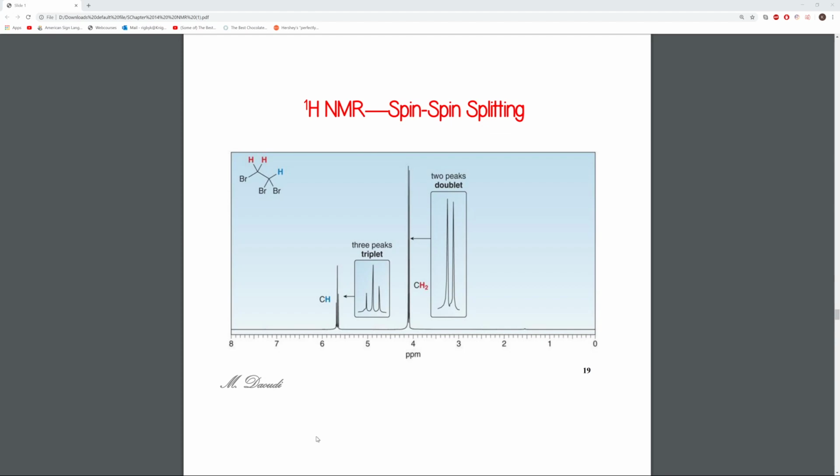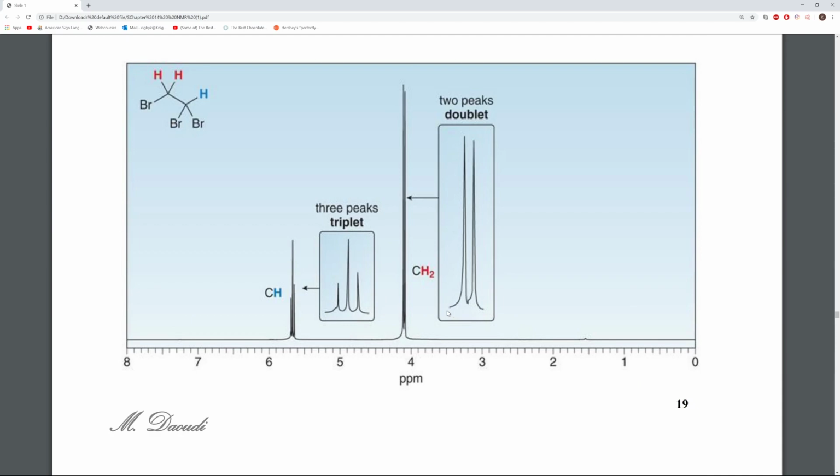This is pretty important because it tells us exactly how many hydrogens are next to different types of hydrogens. So let's look at the blue CH first. The blue one here, if we look at the actual molecular structure, we have CBrCH2, CBr2H. And so if we look at CH, it has 3 peaks, so it's called a triplet. A very novel name, I know, but it has 3 peaks, so it's a triplet. CH2 has 2 peaks, so it's a doublet.